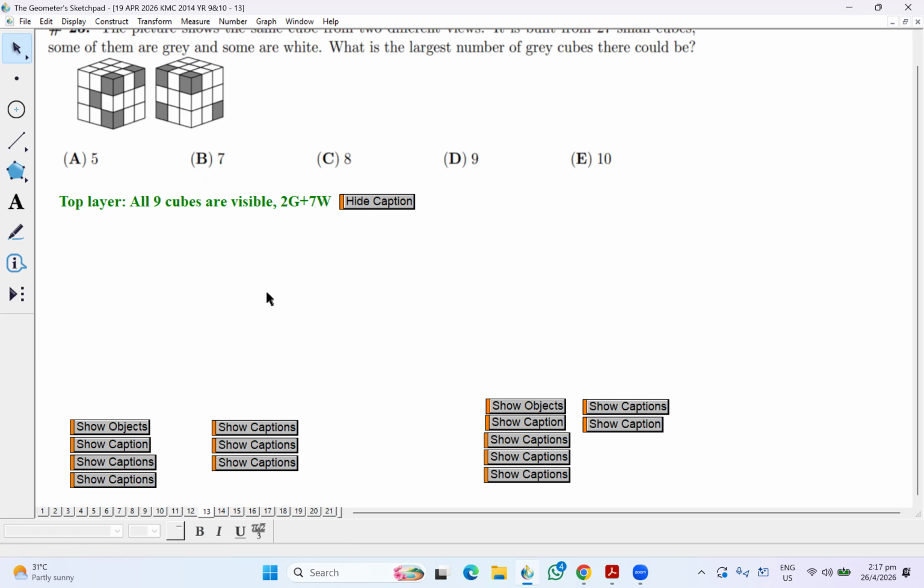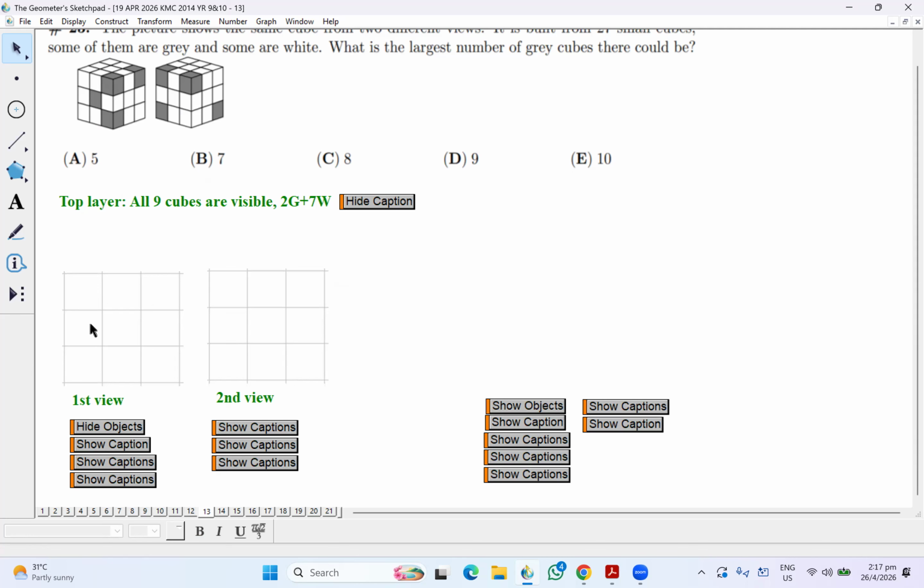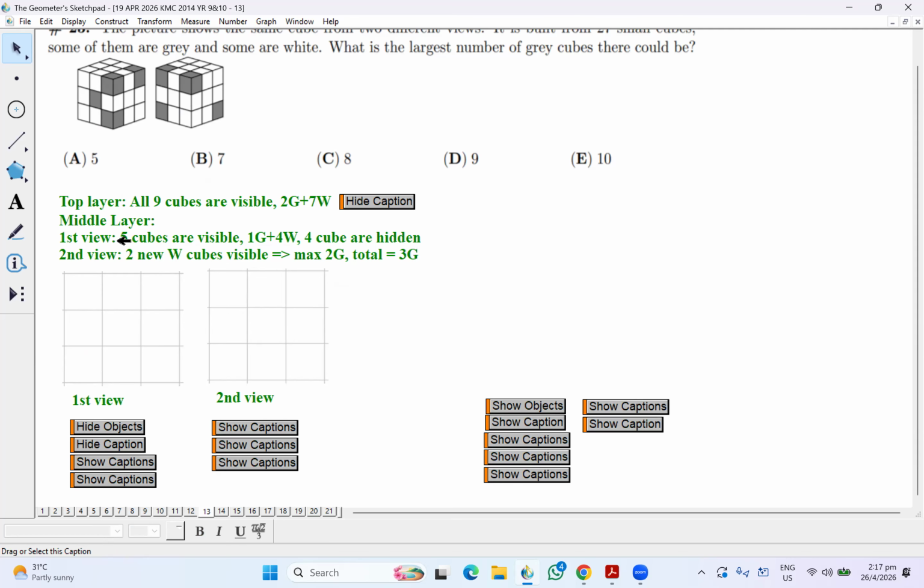Second layer. And so you want to plan your thinking. If you can think of this diagram, this is the second layer. One for the first view, one for the second view. So the first view has 1 gray that can be seen, and then 4 white. So we say 5 cubes are visible. 1, 2, 3, 4, 5. So 4 cubes are hidden. 4 cubes are hidden.